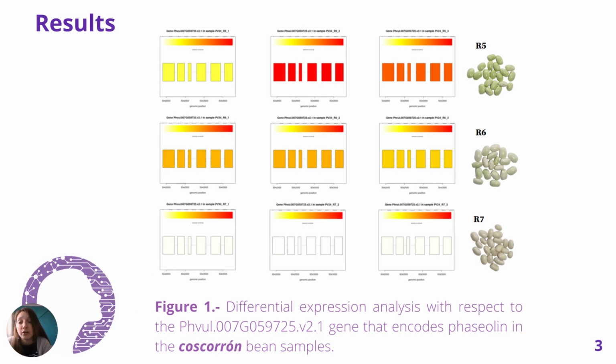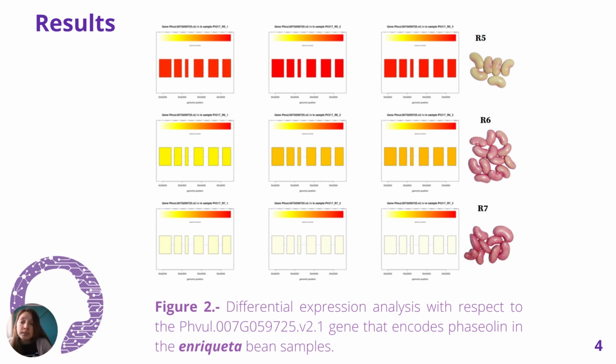Regarding the results, different expression analysis takes a white to red color from lowest to highest expression. In Figure 1, we see the analysis of differential expression with respect to the gene that encodes phaseolin in each of the samples used for each state in Coscoran bean.